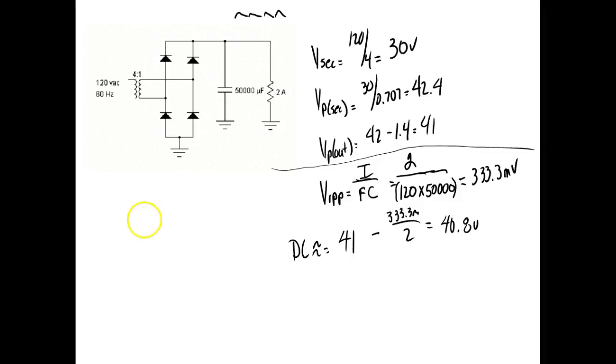Now if you use ripple peak to peak is equal to I times T over C, then what you're going to use here is 120. You got to know the period for 120, which is 8.3 milliseconds. So to me, it's easier to use this formula because that way you don't have to know the time, right? You understand that? Which makes it a little easier.